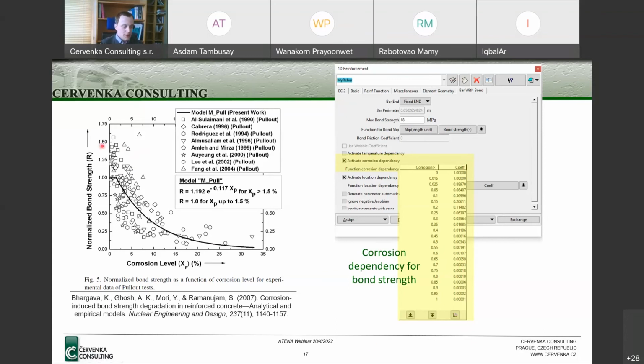So this relationship based on this paper was inputted in the corrosion dependency. So as you can see, this is the function of the corrosion degree, and this is the relative value which is used to multiply the bond strength defined in the function for bond slip.